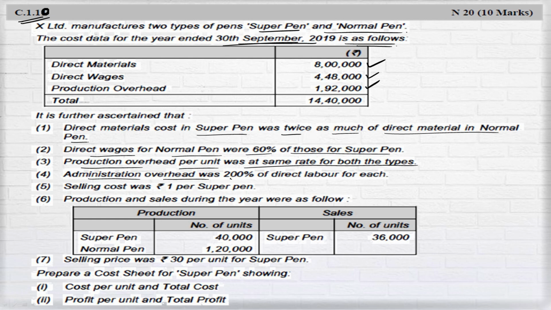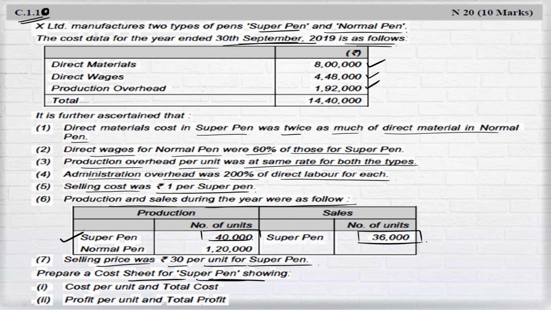Production overhead per unit was the same rate for both types of product. Administration overhead was 200% of direct labor for each. Selling cost was rupees 1 per super pen. Production and sales during the year were as follows. Super pen 40,000 units were produced and 36,000 units were sold. Selling price was 30 per unit for super pen. Prepare a cost sheet only for super pen. Right. So we will be preparing the cost sheet only for super pen.